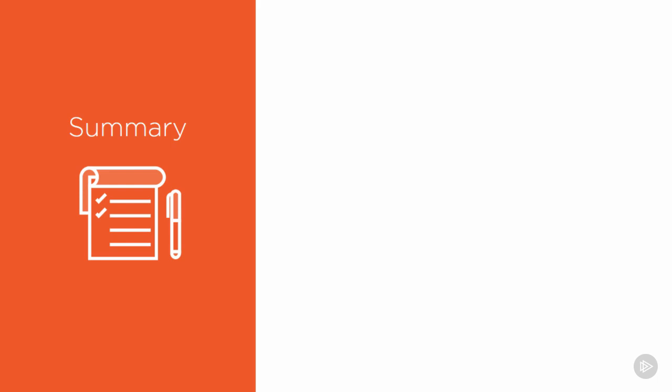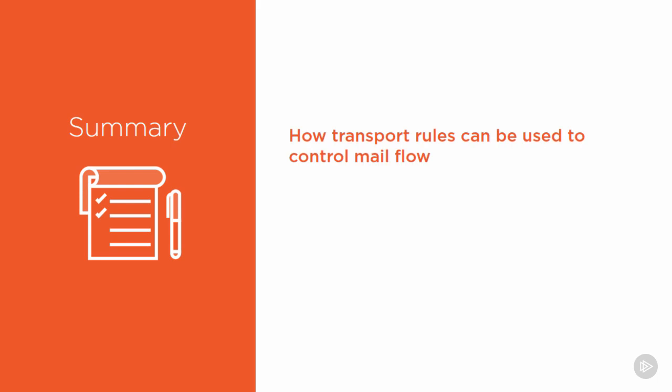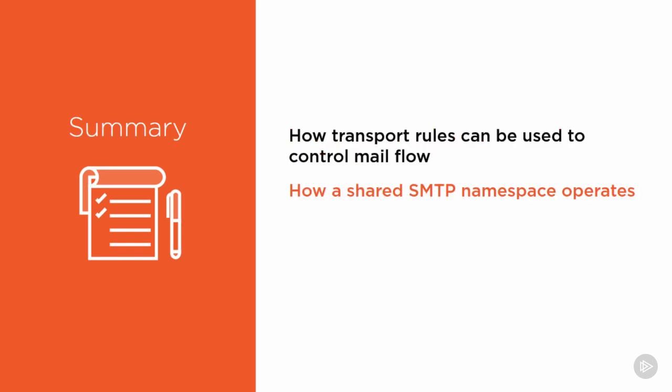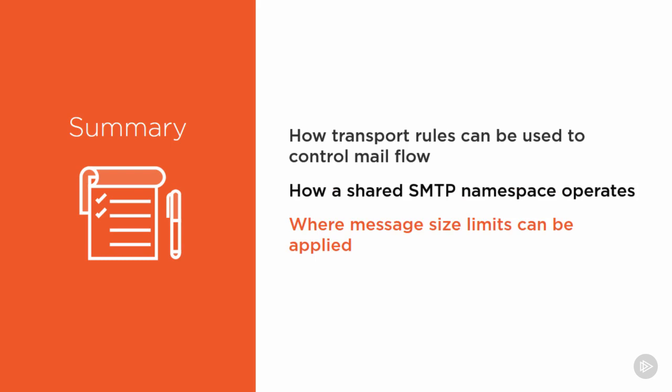So to wrap up this module, we looked at how transport rules can be used to control mail flow in an Exchange organization, how a shared SMTP namespace operates, and where message size limits can be applied. Coming up in the last module of this course, we'll look at high availability and site resilience for transport.